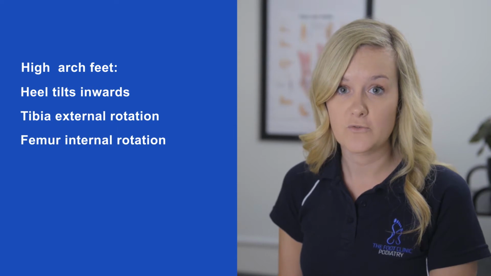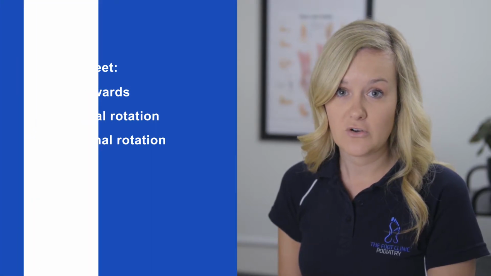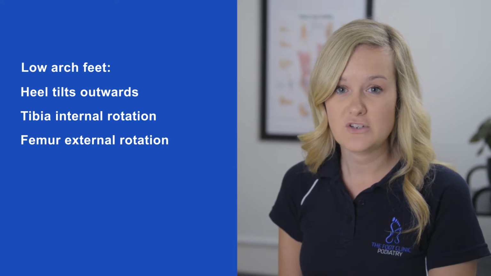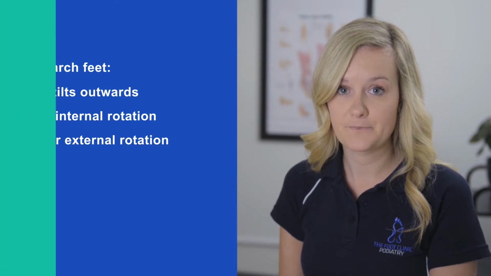We can also usually see the heel tilting outwards, and we can see that the foot tends to load up more on the outside border of the foot, so we get more loading through the lateral column of the foot. With this foot type, we get internal rotation of the tibia and external rotation of the femur, and again, it changes the dynamics of how the lower limb functions during our walking cycle.